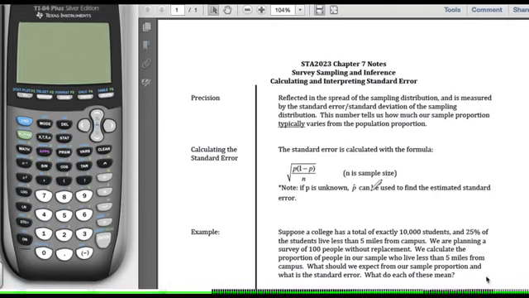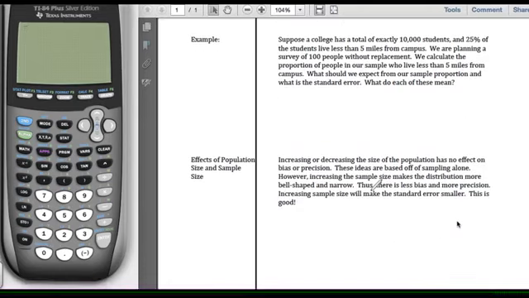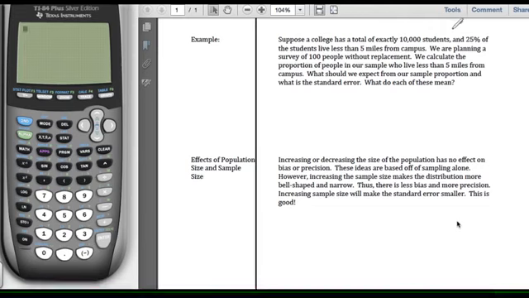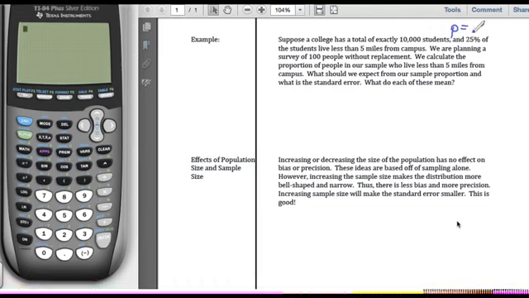Let's make this more concrete with an example. Suppose a college has a total of exactly 10,000 students and 25% of students live less than 5 miles from campus. So that's our population. Our population is 10,000 students and 25% of the students live less than 5 miles from campus. That tells me P is 0.25. It's this percentage as a decimal. It's referring to the entire population.